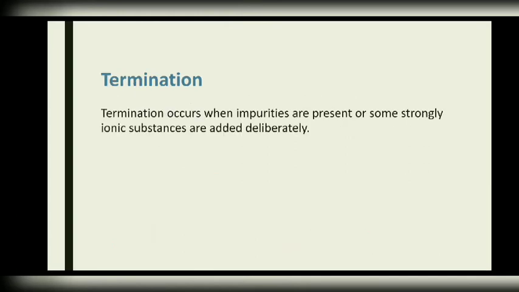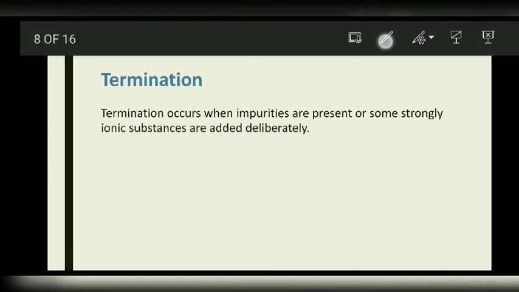Then the third step is termination. So here in the case of anionic chain polymerization, the termination is not a spontaneous process as in the case of cationic chain polymerization. Here the termination occurs when impurities are present in the system or some strongly ionic substances are added deliberately. Otherwise, the termination does not occur by itself.